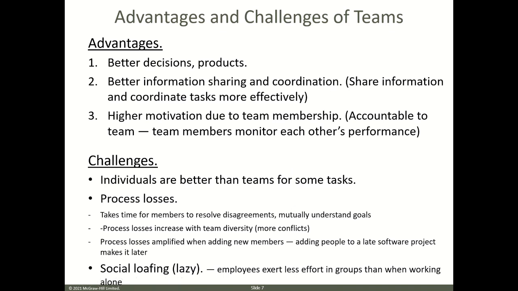Higher motivation due to team membership. So, accountable to the team, and team members monitor each other's performance. In the teams, each member will look into the performance, efficiency, and skills of another person and get motivated automatically, because this is what is happening. When there is a team member who has completed his or her task completely, definitely I will put in more effort to complete this task efficiently.